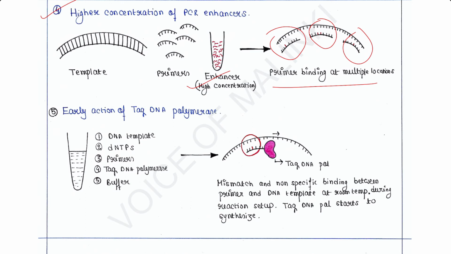One more reason is the early action of Taq DNA polymerase. Sometimes during the PCR reaction setup, when all the necessary components such as DNA template, dNTPs, primers, Taq DNA polymerase and buffer are there in the PCR tube, Taq DNA polymerase starts the synthesis process by adding dNTPs randomly. This results in non-specific binding.